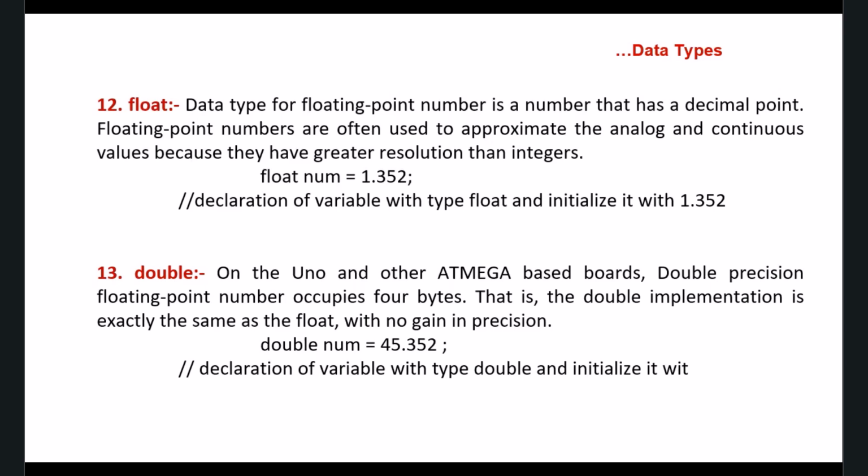For example, float num = 1.352. Next is double. On the Uno and other ATmega based boards, double precision floating point numbers occupy 4 bytes. That is, the double implementation is exactly the same as the float, with no gain in precision. The example, double num = 45.352.